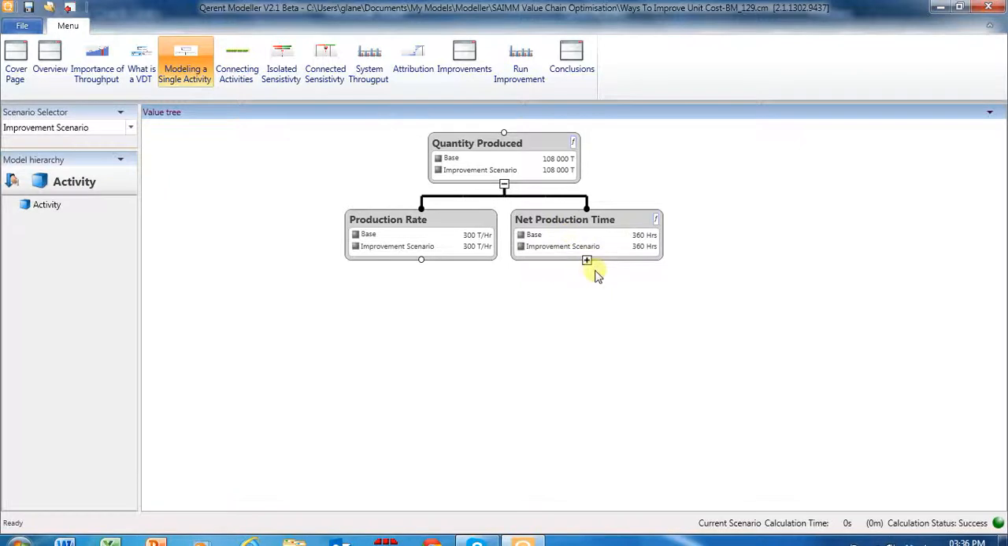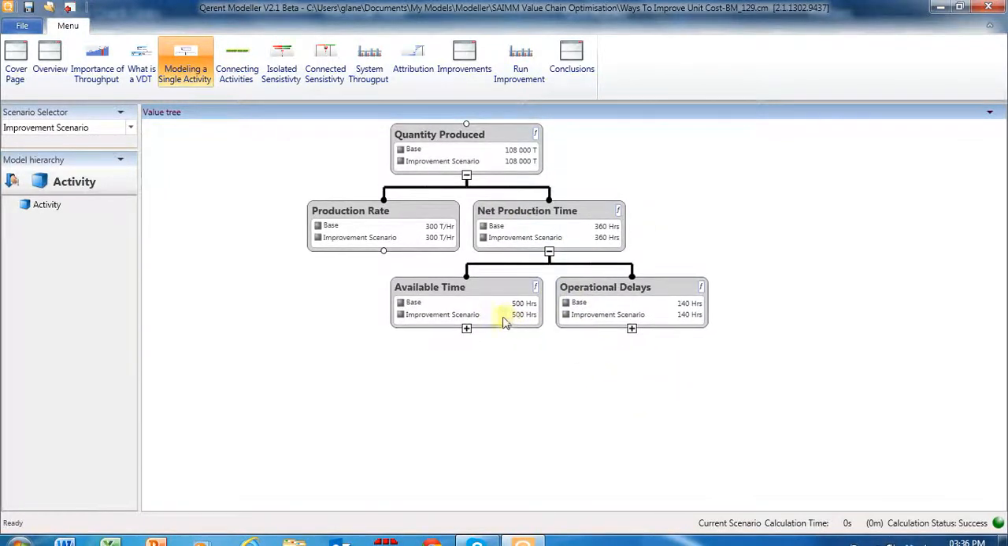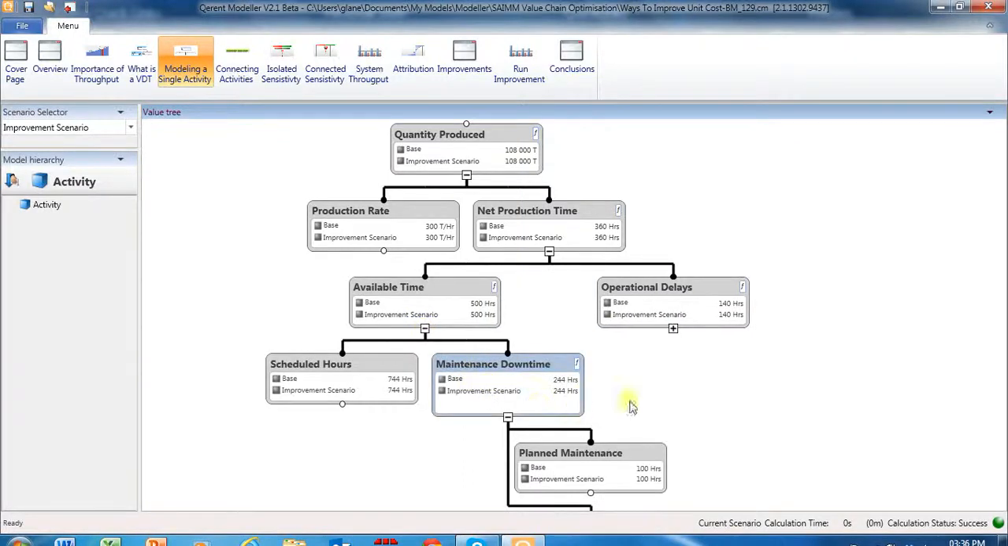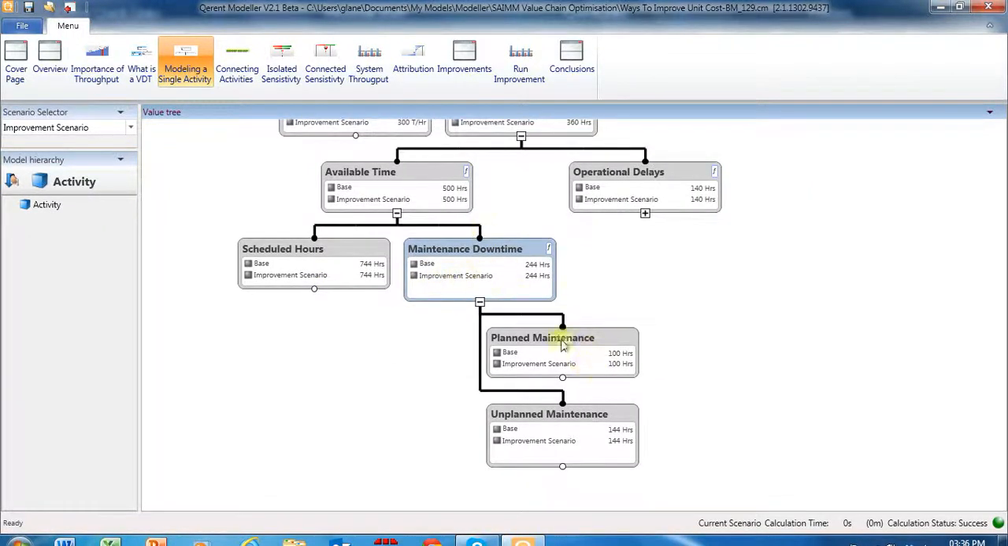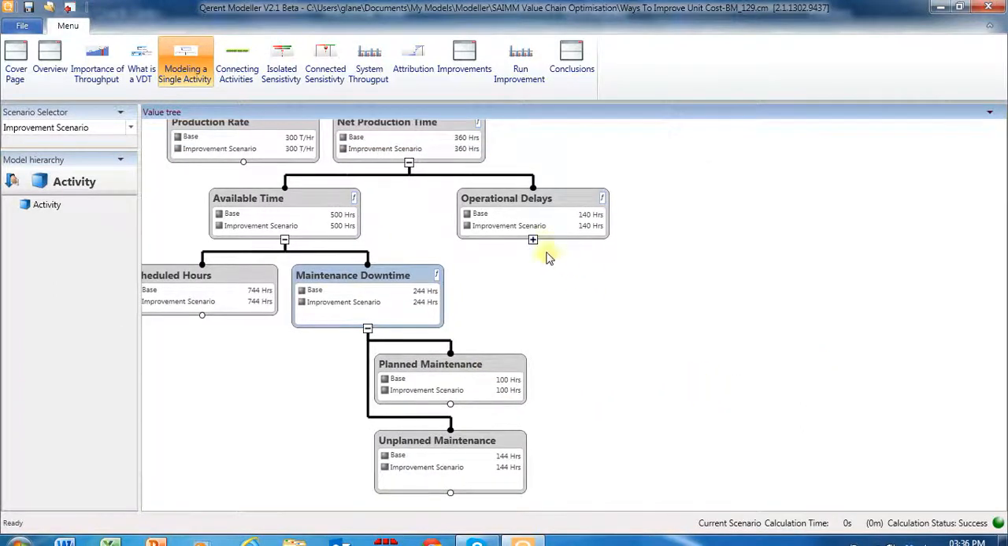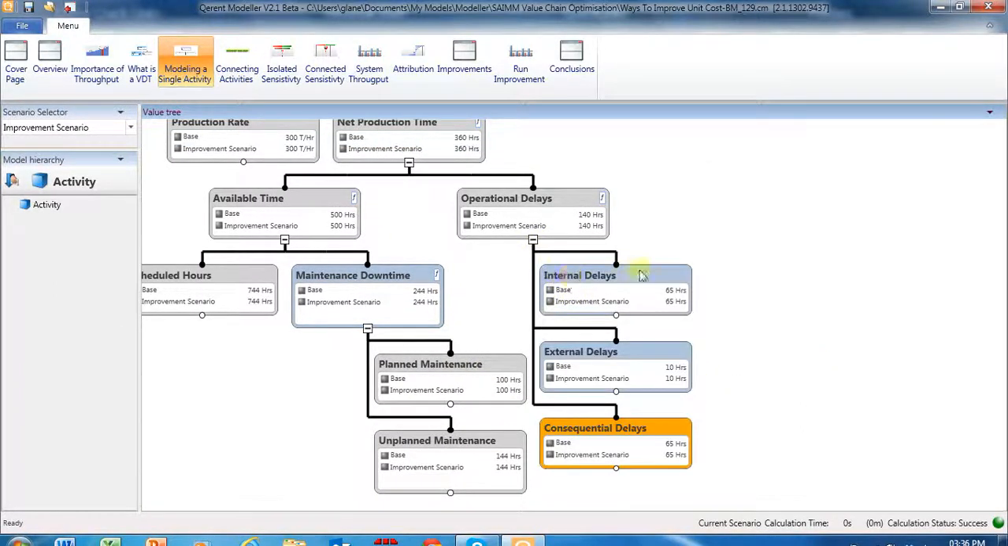Now let's look at the net production hours. It's made up of your available time times your operating delays. Available time is made up of scheduled hours. That's the number of hours that this operation is operating. So if it's continuous operations, it would probably be 365 days a year minus public holidays, minus added downtime, multiplied by hours per day. Then maintenance downtime, which consists of planned and unplanned. And then operating delays, which is made up of internal delays, external delays, and consequential delays.